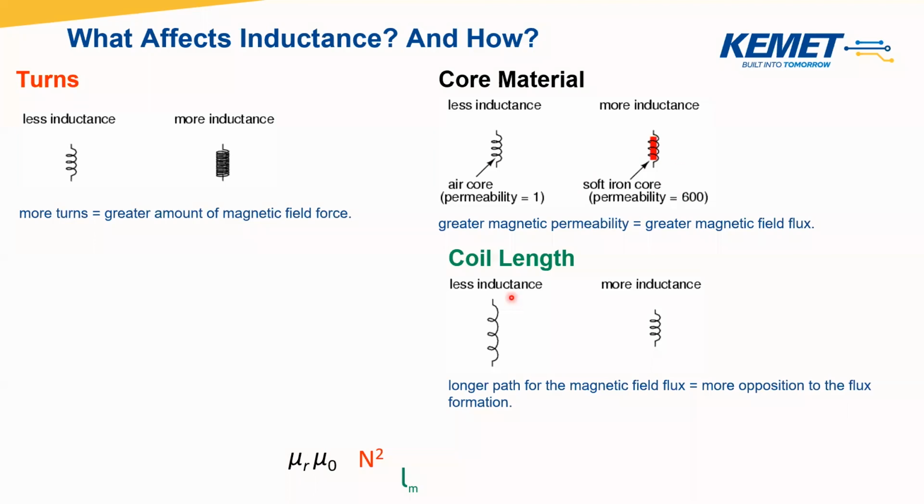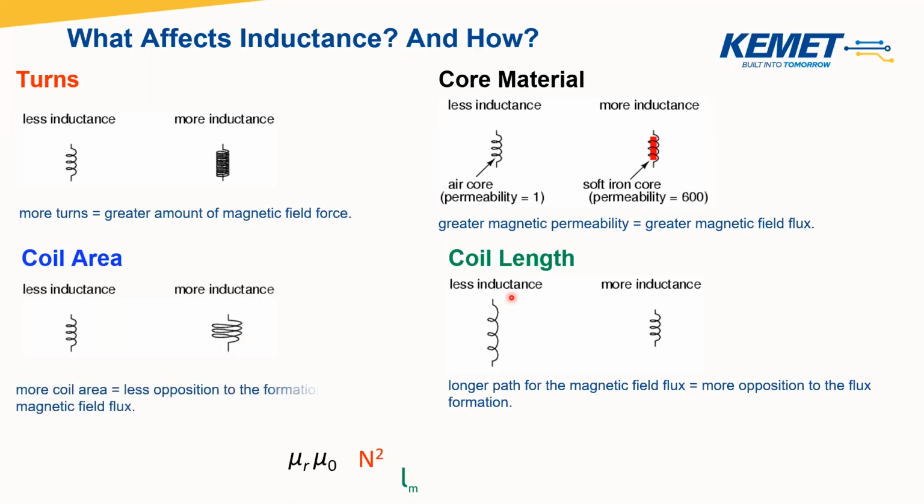The third factor that affects inductance is the length of the coil itself. Not the core, but the length of the coil. The longer my coil is, the more opposition I'm going to have to flux formation, so the less my inductance is going to be. And finally, my coil area. The bigger or wider my coil area is, the more inductance I'm going to have. Area here is represented by the blue letter A, and I forgot to mention that coil length is represented by the green letter L.